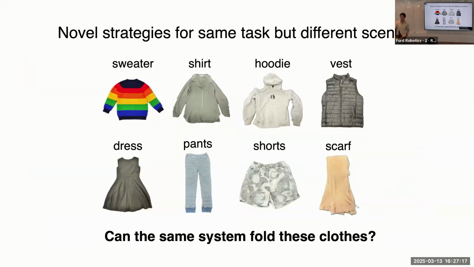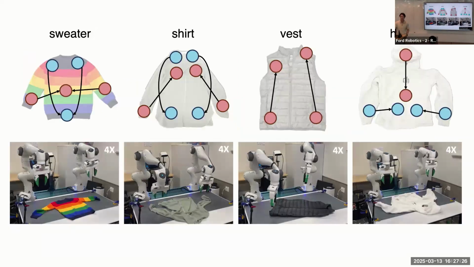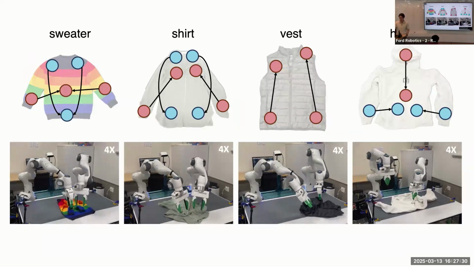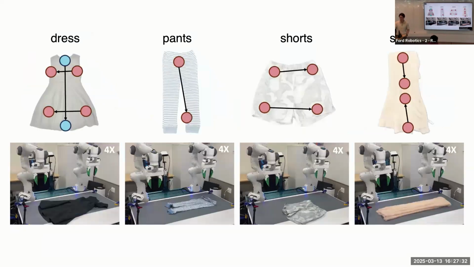We also show that our framework can generalize to clothes of different configurations. We try different shapes of clothes, and the robot can always generate a reasonable strategy to understand how different shapes of clothes should be folded. Here's just another set of examples.